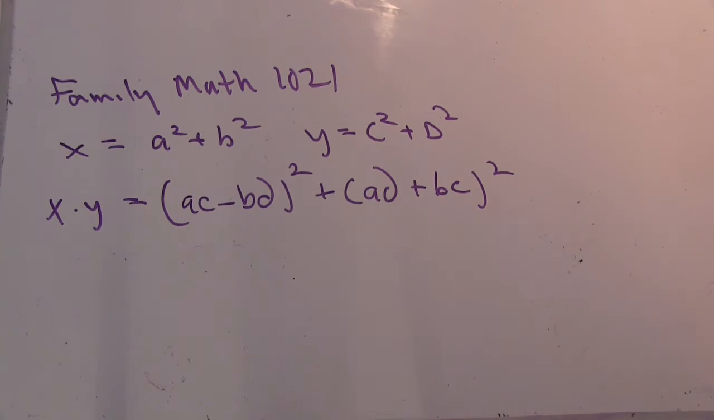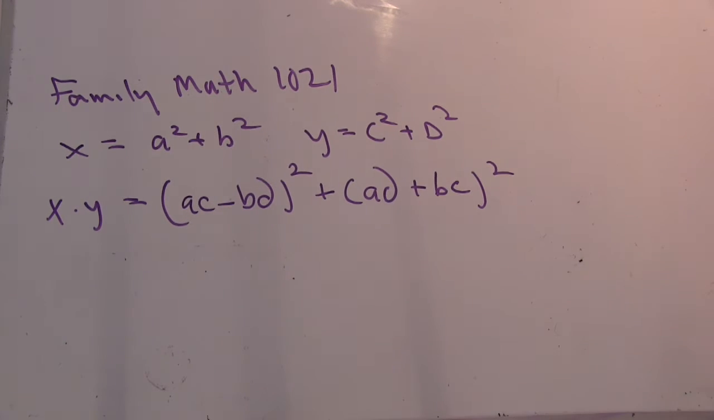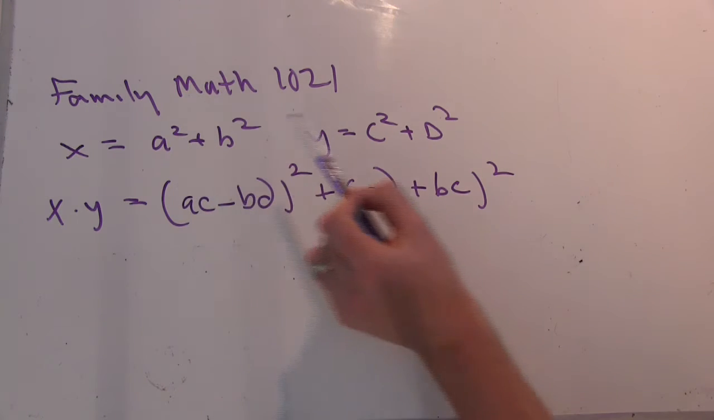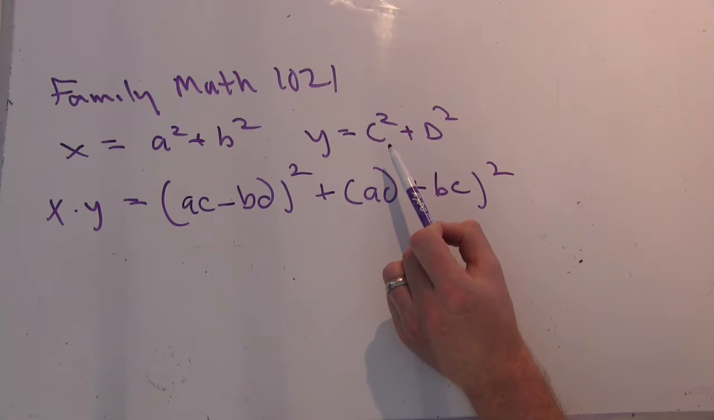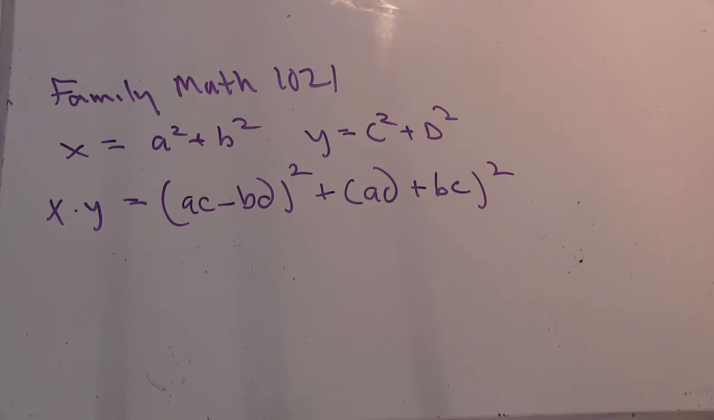Okay, so here's the thing from the video where we'll check the math. He said if x is a sum of two squares and y is a sum of two squares, then the product is also the sum of two squares. He just stated this, so I thought it would be good algebra practice to try to check this.